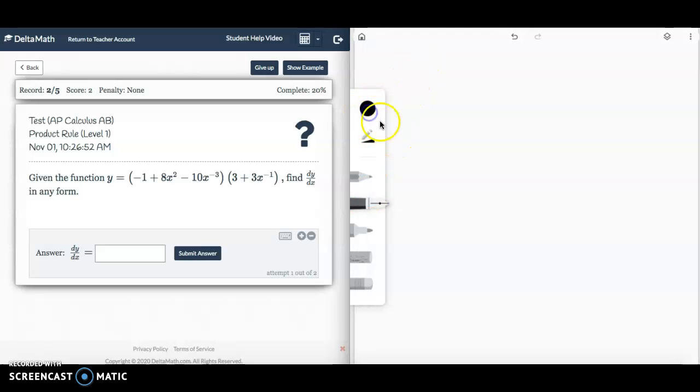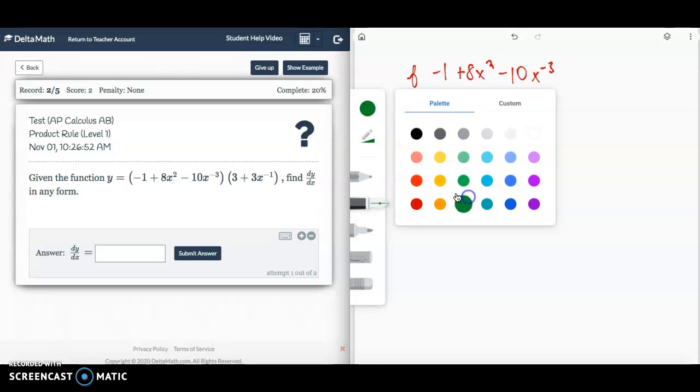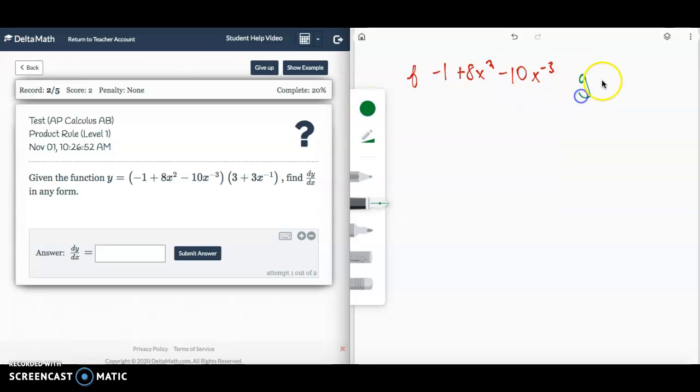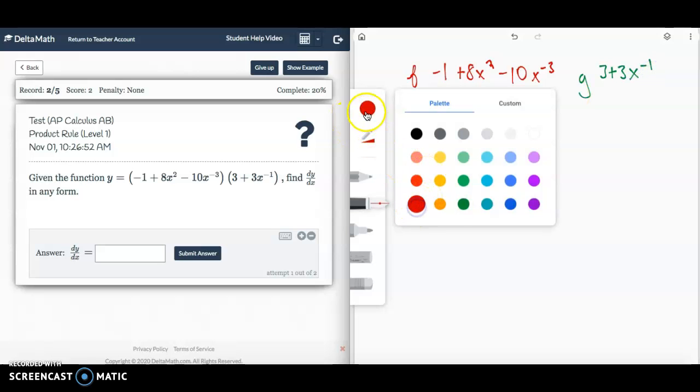And so I will write my first function as my f. So that'll be -1 plus 8x squared minus 10x to the negative 3. And then my second function I'll call g. So that will be 3 plus 3x to the negative first power. And now I'm going to find their derivatives.